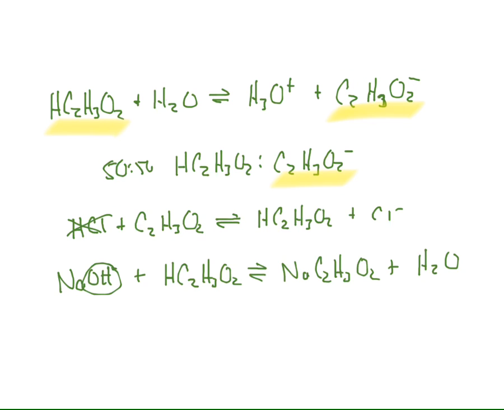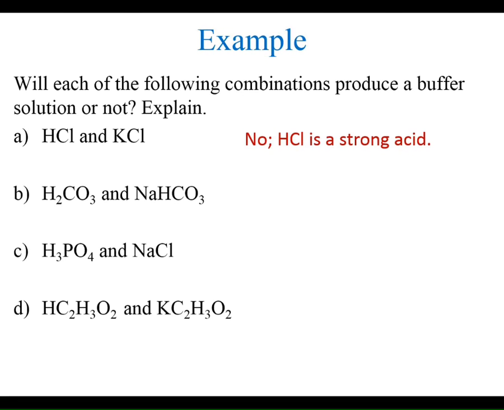And you see what's kind of cool is when the base got neutralized, it just made more of the acid. When the acid got neutralized, it just made more of the base. So it keeps the buffer going. So it's very slick like that. So what we need is, though, a weak acid and its conjugate base. So how about the next one?